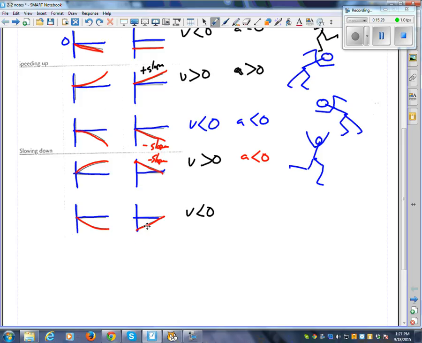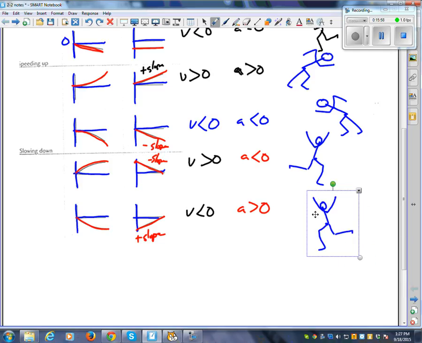But here we have positive slope, which means my acceleration is greater than 0, which means that it's slowing down. When the velocity and acceleration are in opposite directions, you're slowing down. Here the velocity is less than 0, so that just means he's slowing down, running to the left. Slowing down and running to the left. I'll pause there for a second.